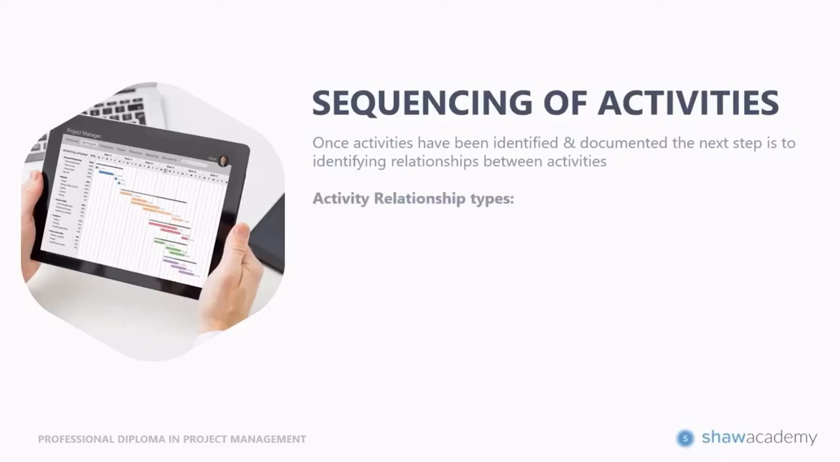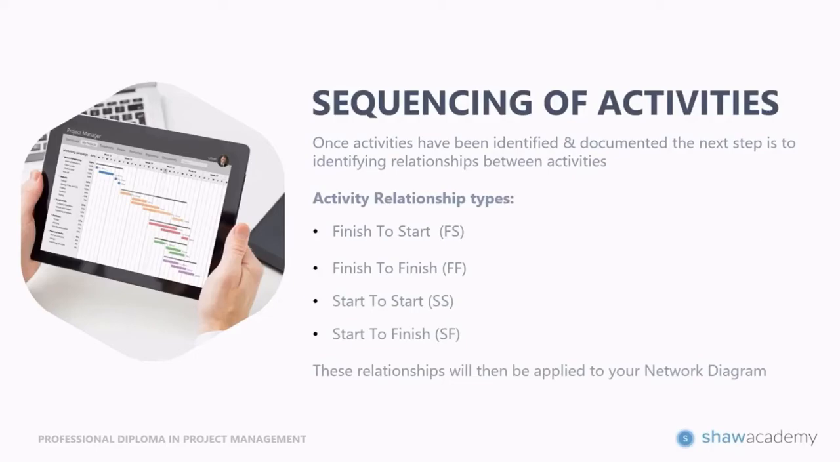Your activity relationships have 4 different styles or different relationships. The first is finish to start. Then there's finish to finish, start to start, and start to finish. These relationships are going to be applied when we work in network diagrams. The best way for you to understand these different relationship types is to see them visually, and we'll be doing that in the next few moments. But before we do, I'd just like to discuss outlining dependencies.